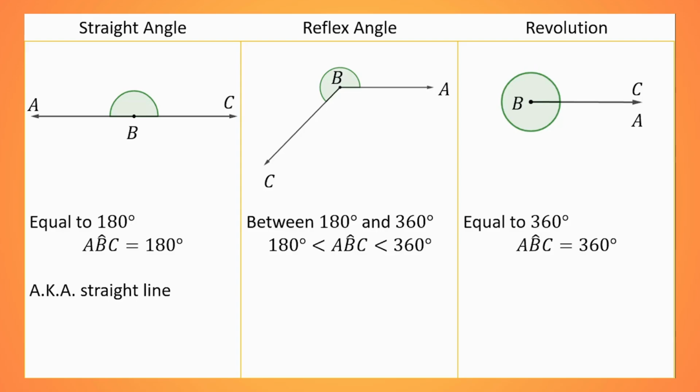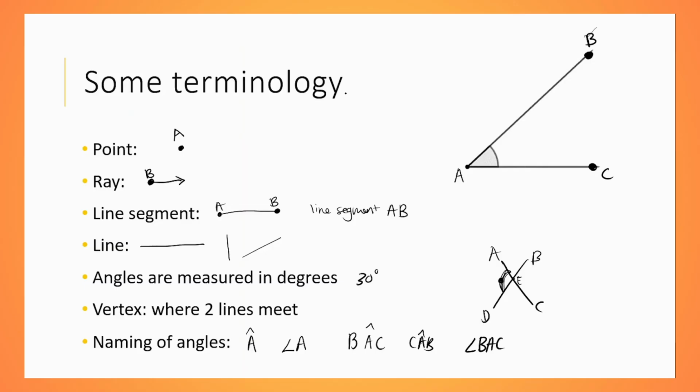Then we get a reflex angle. If it is bigger than 180 degrees, but smaller than a whole revolution, which is 360 degrees, then we call it a reflex angle. That is why we said earlier that this is the only angle here, and you can call this one angle A, because if we meant this one on the outside, we would call it reflex angle A.